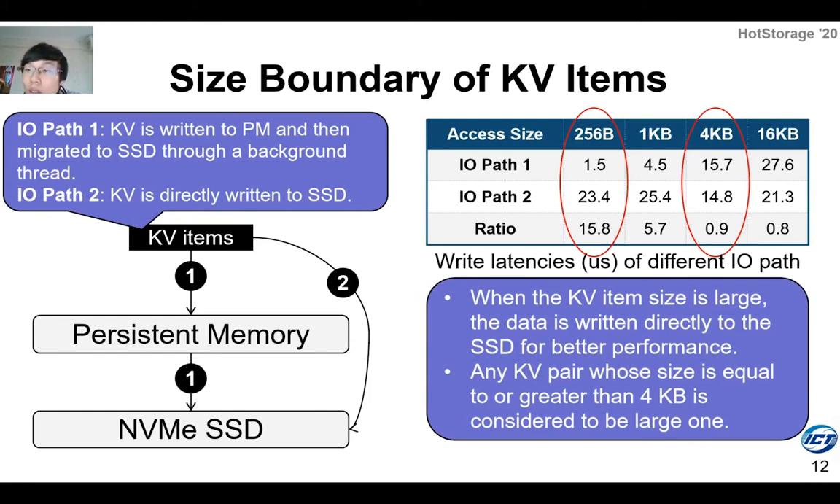SplitKV sets the boundary of a smaller key value pair to be 4 kilobytes. Any key value pair whose size is equal to or greater than 4 kilobytes is considered a larger one, and they will be directly written to SSD.